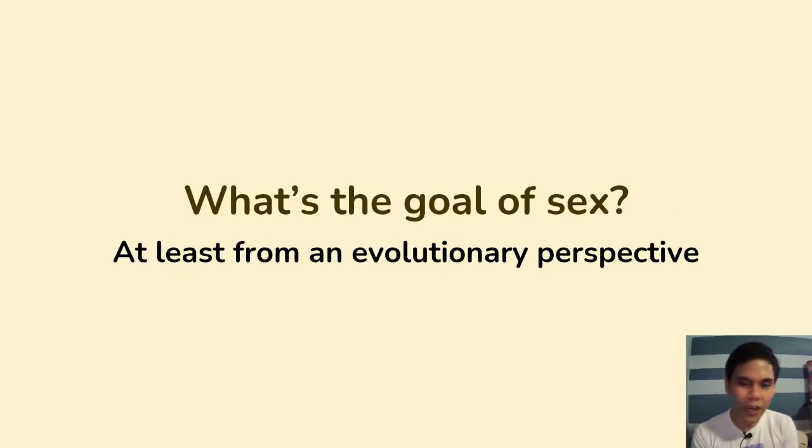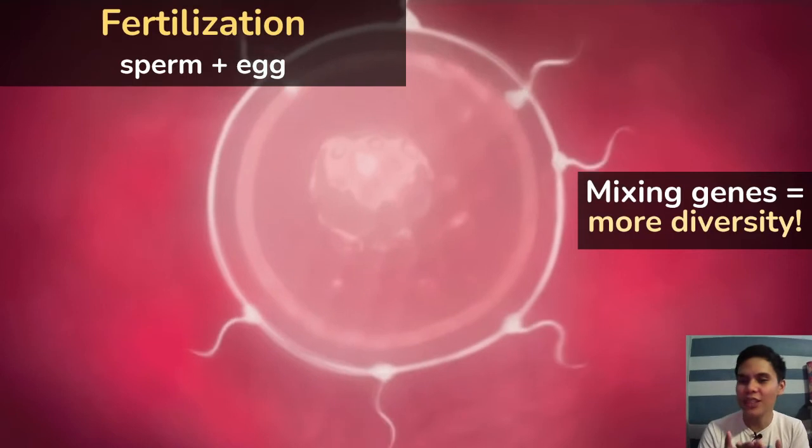Alright, so what is the goal of what we call sex? What is the process of sex? From an evolutionary perspective, sex is the process by which the genetic material from two different parents combine to create offspring with high genetic diversity. Basically, we're just mixing genes. That is the goal of sex, and the primary objective of that is fertilization.